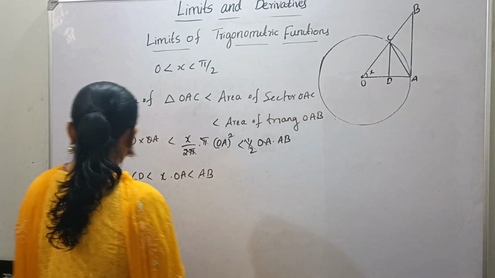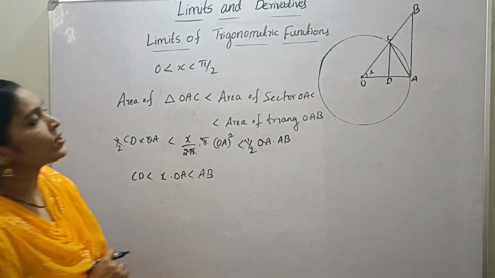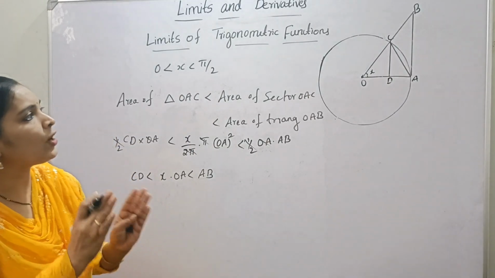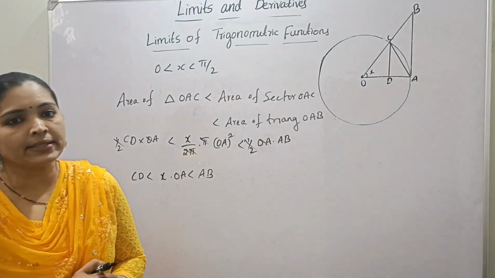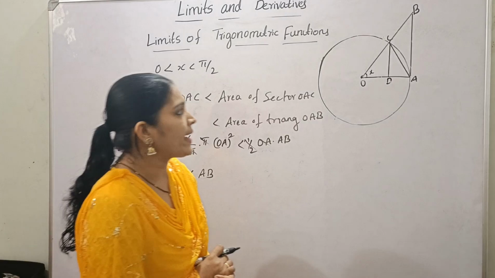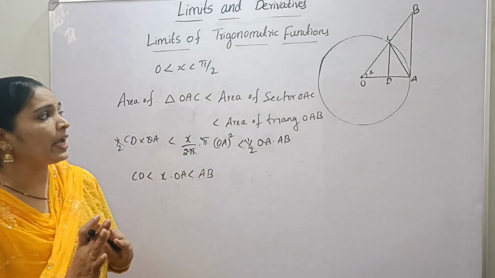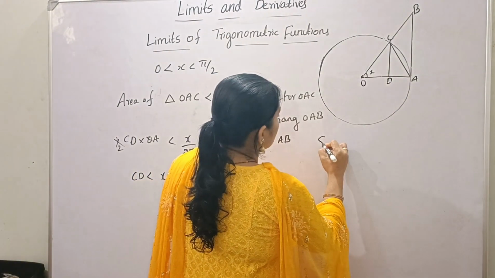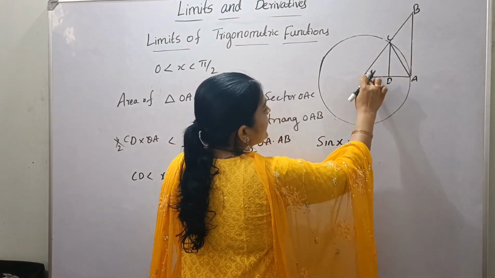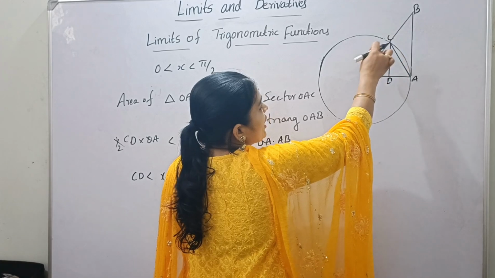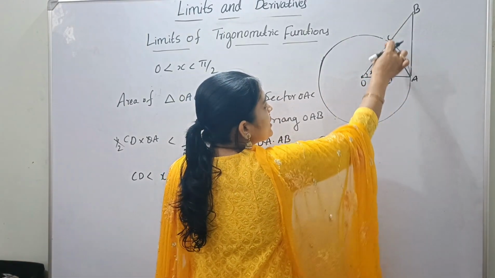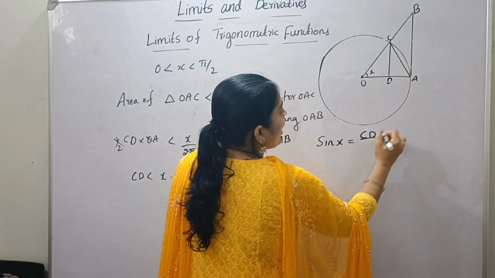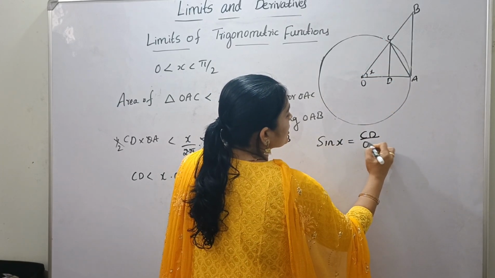Okay, now let us consider the triangle OCD. Triangle OCD is a right angle triangle, right? So since it is right angle, let us write the ratio of trigonometric functions. So what is sin x? Sin x is opposite side divided by hypotenuse, right? So opposite is CD, divided by hypotenuse OC.